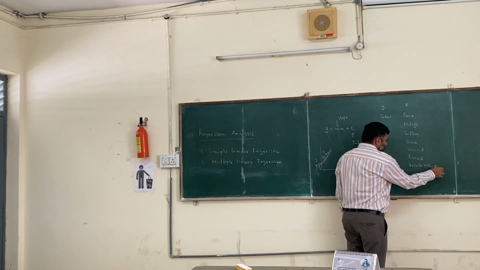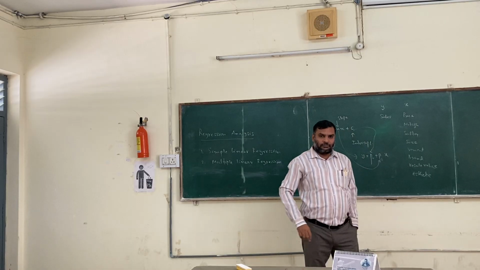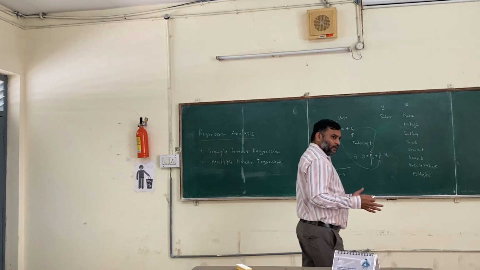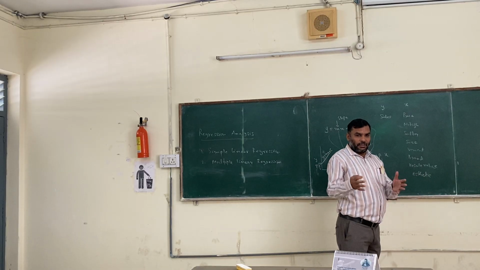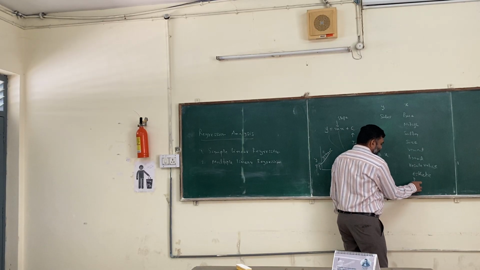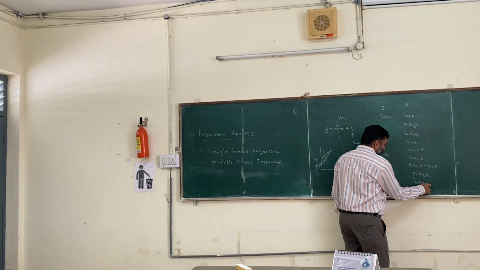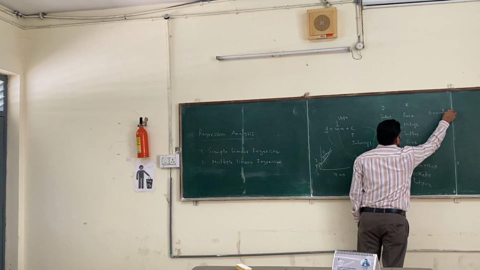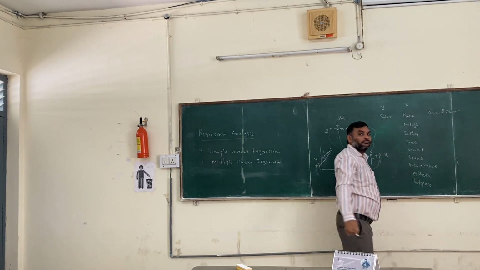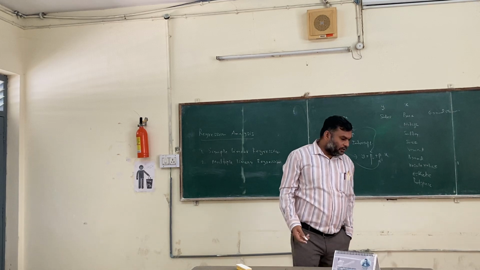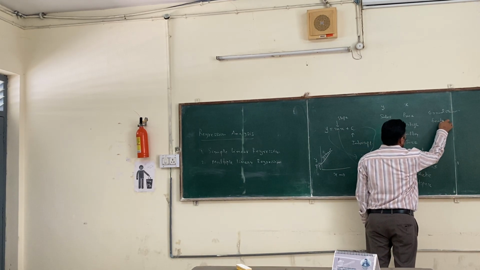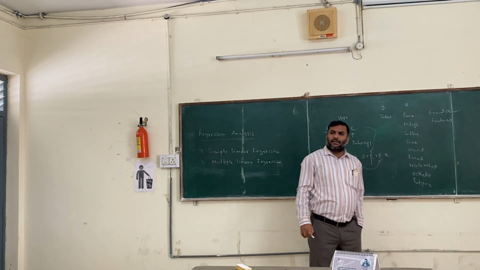Color means the aesthetic, including the design and color. Then boot space, ground clearance, and features. Let us add the features. So there are so many variables which are affecting the sales of a car.